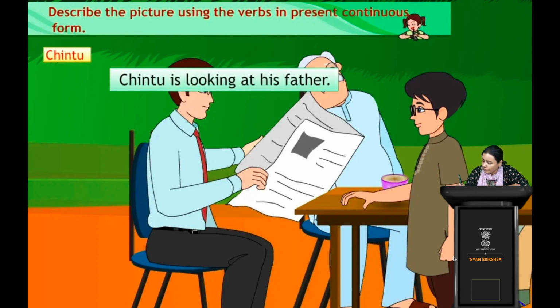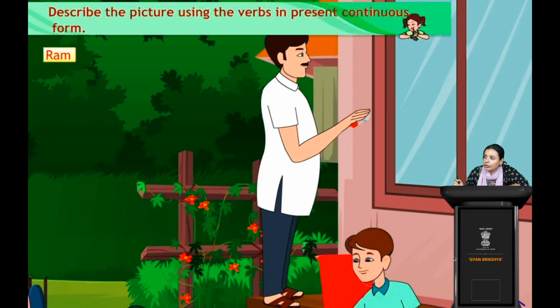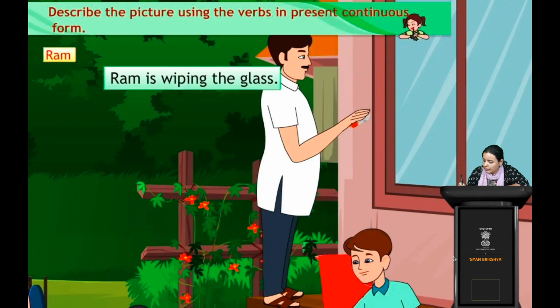What is Ram doing? So he is wiping the glass. Same, he is wiping the glass. Here is and wiping form the present continuous tense. Now what are these girls doing?